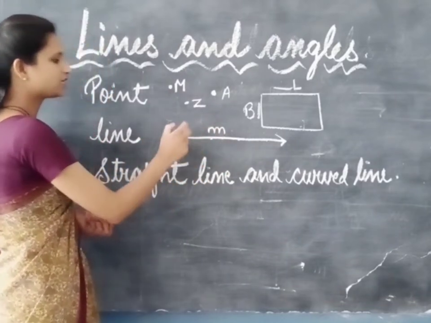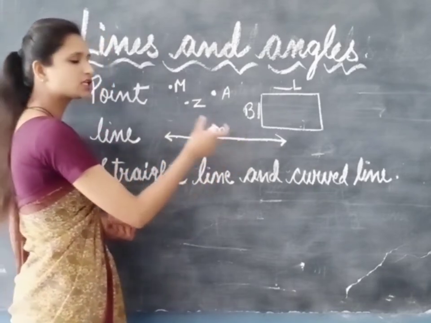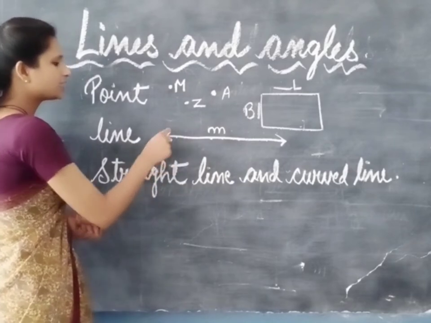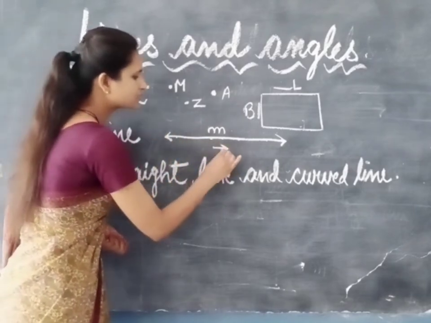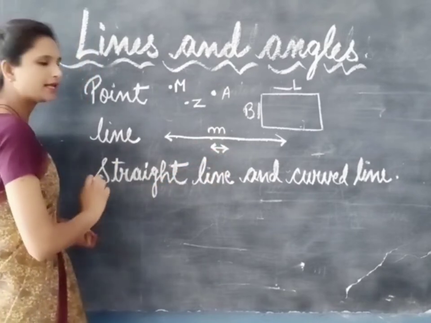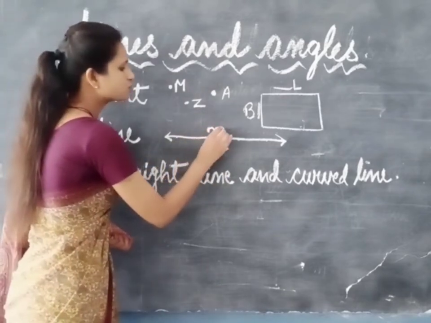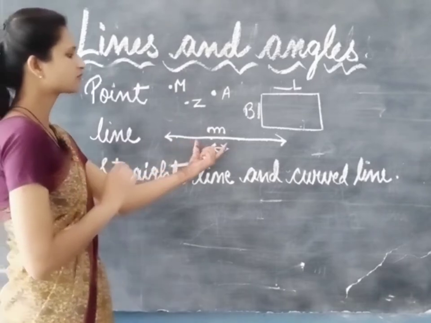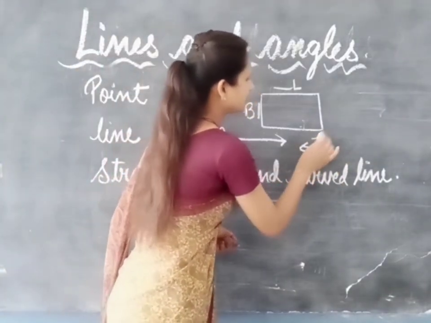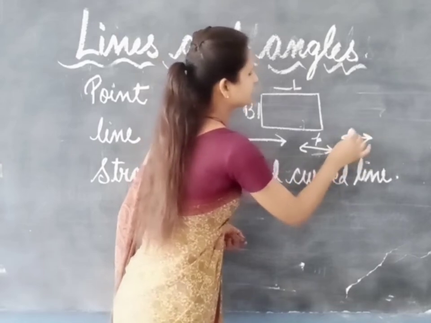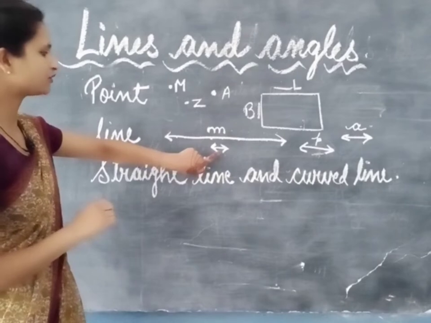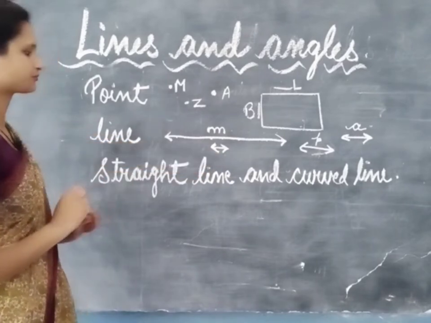A line is formed by joining different dots. Then it is denoted by this sign. It shows a line. Next, it is denoted by a small letter. It is line m, it is line p and it is line a. So we have to denote any line with a small letter.